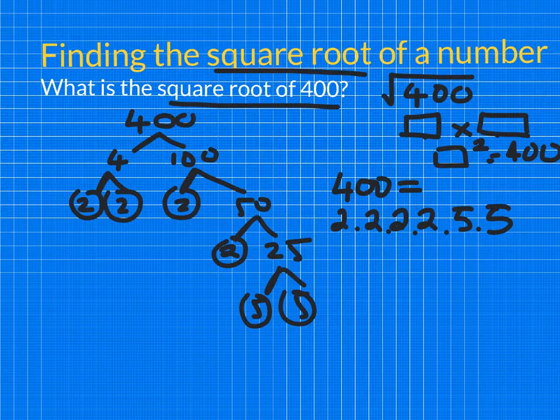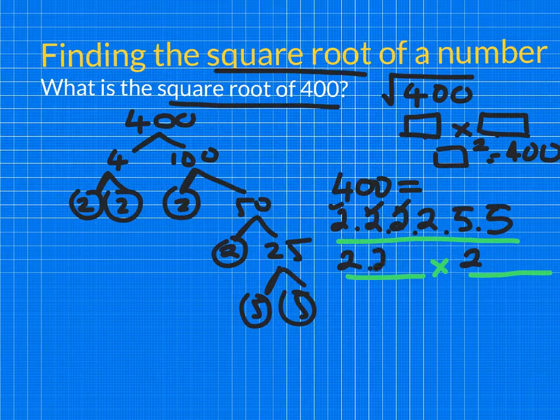Now, if 400 is a square number, it means that all these numbers here can be rewritten as two separate but equal groups. So if we look here, a 2 can go in here, and we can have a 2 in the other set. A 2 here, and we have a 2 in the other set. And then the 5s can also be put into two groups. So this is going to give us the same number multiplied by itself.